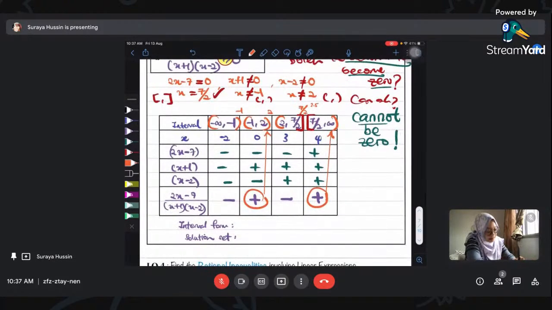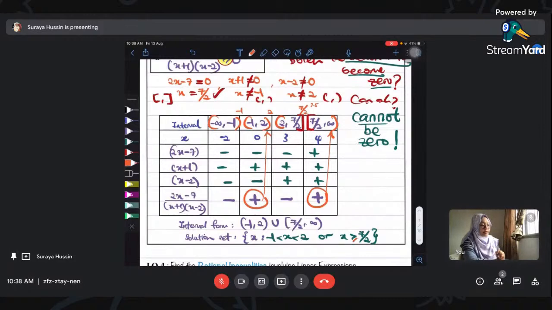Cumanya kena pandai tulis. Okay, cara penulisannya adalah negative 1 until 2 union 7 over 2 to the infinity. While cara penulisan untuk solution set X is such that, do you remember how to write it down in between? X is in between negative 1 and 2. Or X is more than 7 over 2. Tetapi ingat 7 over 2 ada equal sign. The rest of this is only less than.